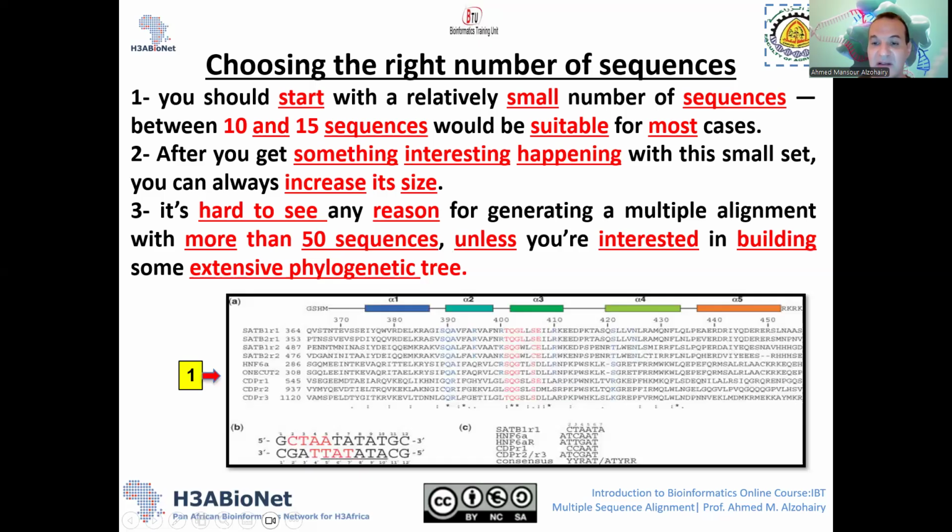you are interested in building an extensive phylogenetic tree. So it's much better, if you would like to make a multiple sequence alignment and build a phylogenetic tree later on, to start with a small set of sequences from 10 to 15. Then you can increase if it's needed.